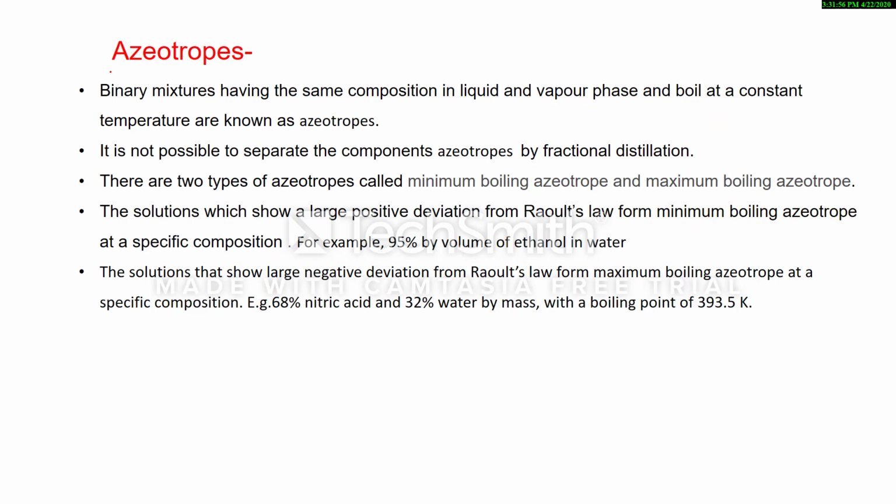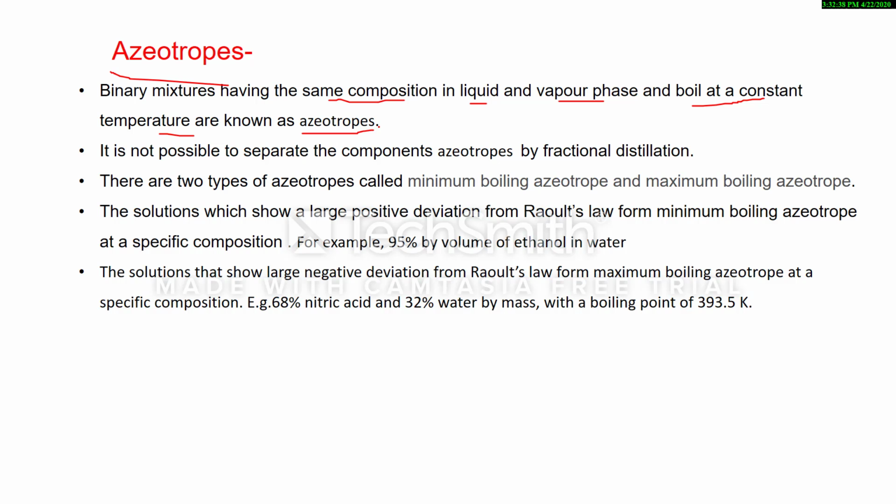Now come to azeotropes. Binary mixtures having the same composition in liquid and vapor phase and boiling at a constant temperature are known as azeotropes. Now try to understand. If we have a mixture of two different liquids, and as we know different liquids have different boiling points, when we heat it, vapors will form. Then the liquid which has the lower boiling point will come more in the vapor phase. It means in the vapor phase, the component which has the lower boiling point, its mole fraction will be more.